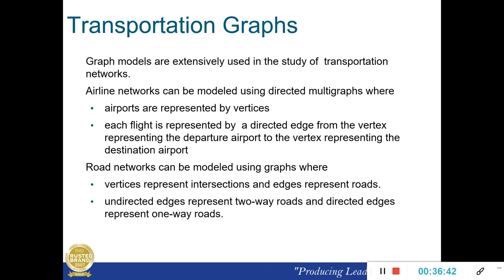Transportation graph, like I said before, if you're using Emirates, anywhere you want to go, like from KL to London, you have to transit at Dubai or something like that. Airports are the vertices, the destination airport. Road networks can also be modeled using a graph. Vertices represent intersections, edges represent roads. Undirected edges represent two-way roads and directed edges represent one-way roads. Undirected, you can just imagine two-way roads, left and right; directed edges, one-way roads.